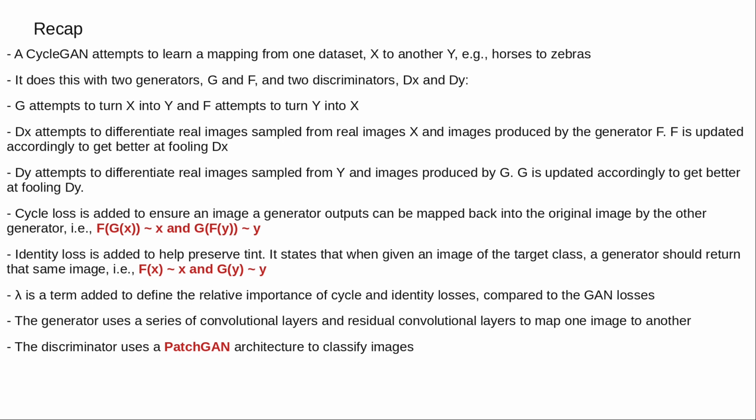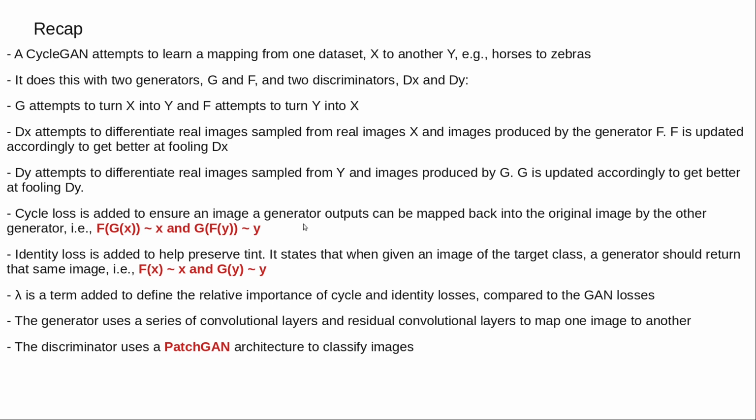Here again, X and Y denote images in two different domains. X could be horses, then Y is zebras. If X is summer, then Y is winter. Similar kind of example. Dx attempts to differentiate real images sampled from domain X and images produced by the generator F. F is updated accordingly to get better at fooling Dx. The other discriminator Dy attempts to differentiate real images sampled from domain Y and fake images produced by the generator G. G is updated accordingly to get better at fooling Dy.